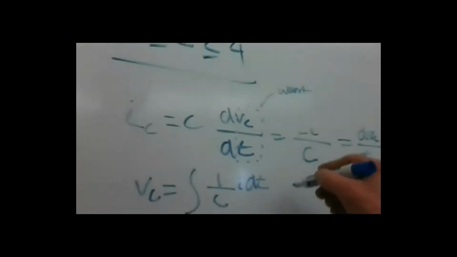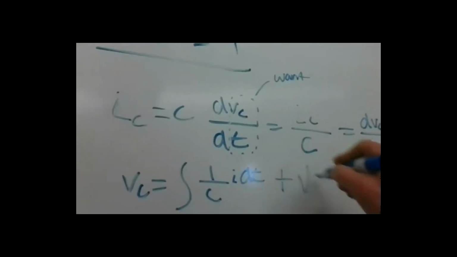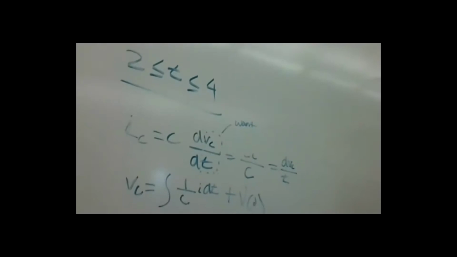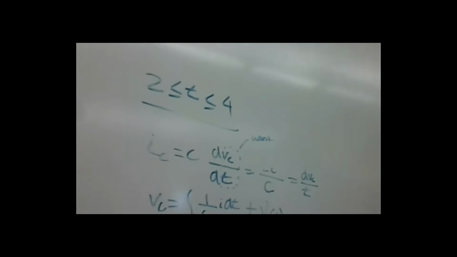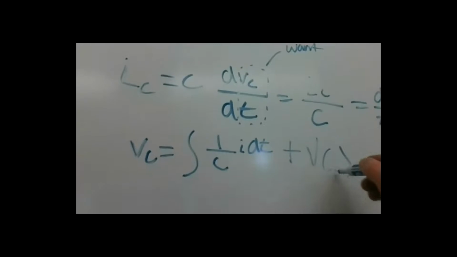Yeah, so it's 1 over C times the integral of I dt plus v of 0, which they give you in the problem statement. Not in the integral, but after the integral, when you're all done with the integration. Yeah, you have that. Oh, if you're 2 to 4, well, this has to be v of 2, sorry.